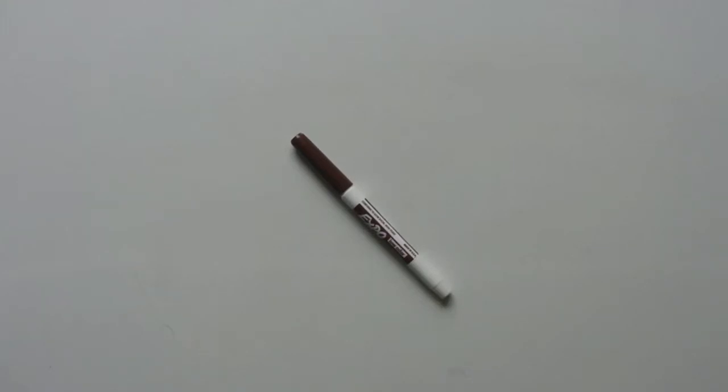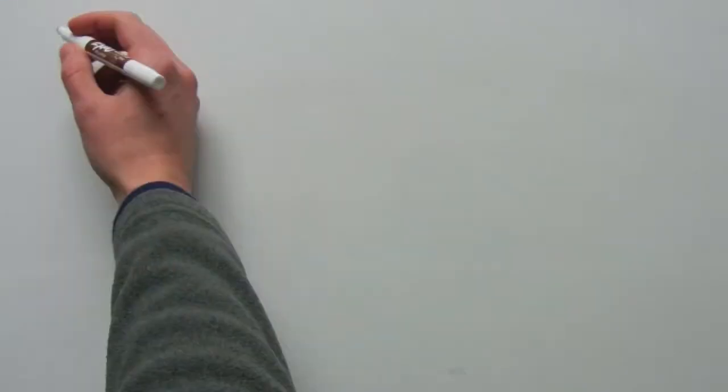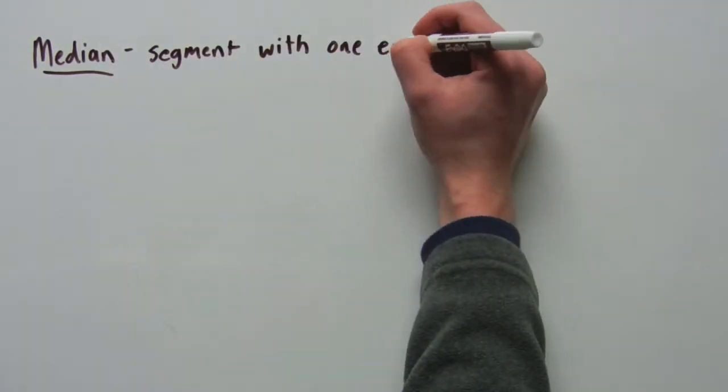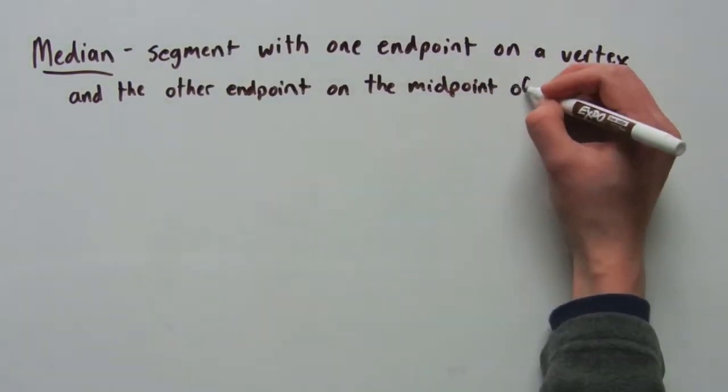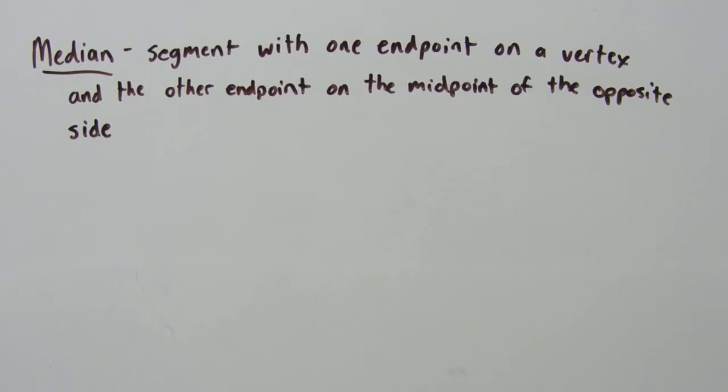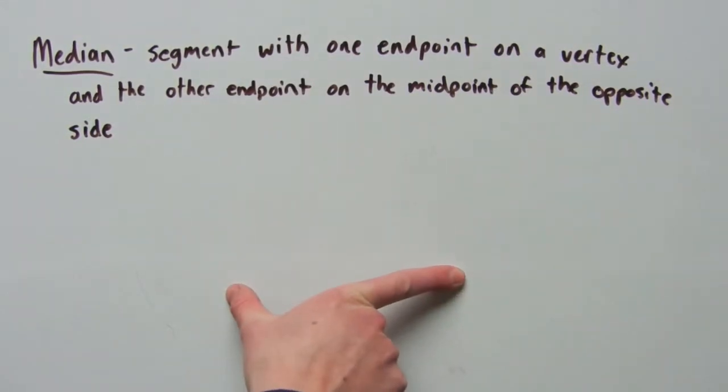We went over perpendicular bisectors inside of a triangle, angle bisectors inside of a triangle, and now we're going to go over medians. A median is a segment with one endpoint on a vertex, and then the other endpoint is on the midpoint of the opposite side of that vertex.